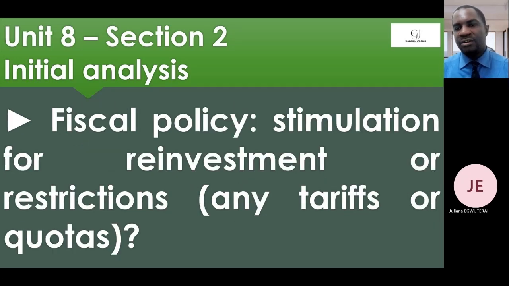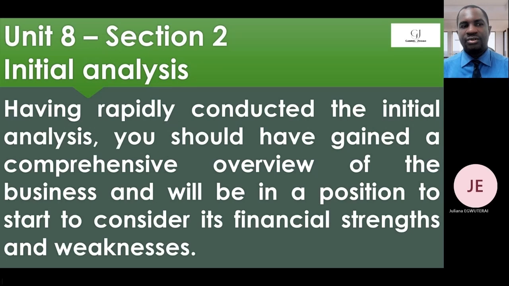What is the fiscal policy of the economy, or the impact of fiscal policy driving the economy? Stimulation for investment, or are there any restrictions, any tariffs by government or quotas? These are questions you need to ask. So having rapidly conducted this initial analysis, you should have gained a comprehensive overview of the business and will be in a position to start to consider its SWOT, that is, its financial strengths and weaknesses.